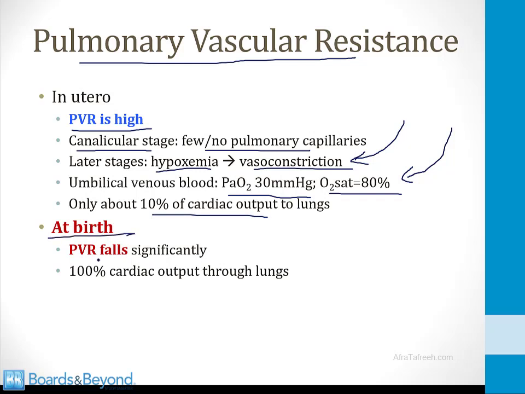After birth, the pulmonary vascular resistance falls significantly and the shunts close, and at this point 100% of the cardiac output will go through the lungs in the baby just as it does all through life. And I talk about this in much more detail in the cardiology videos on cardiac embryology. And that concludes our video on pulmonary embryology.